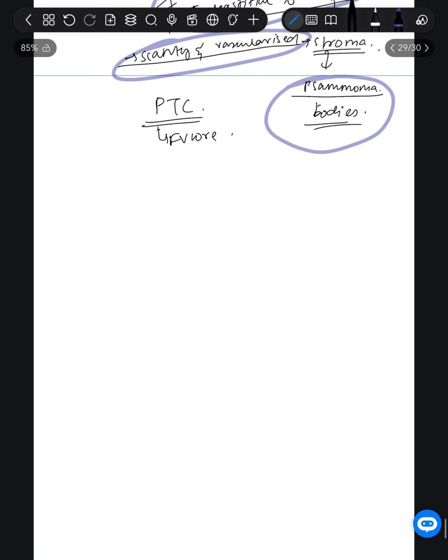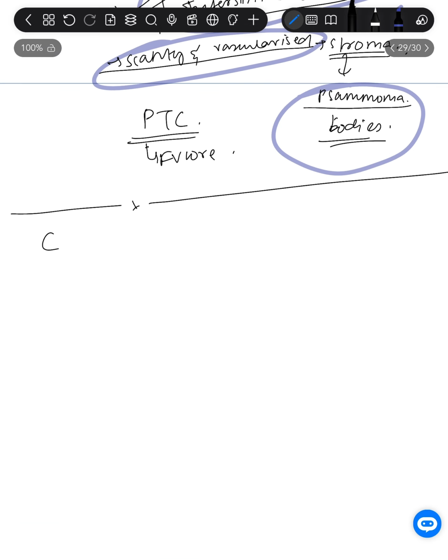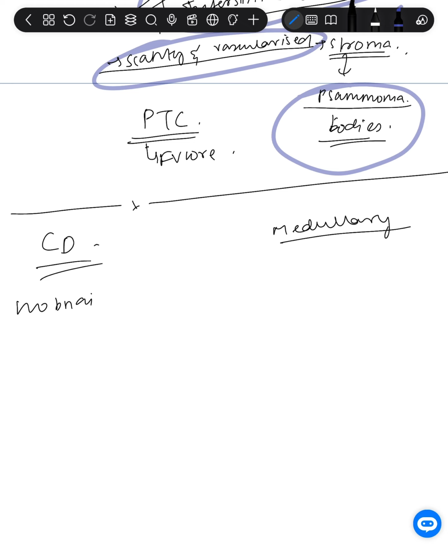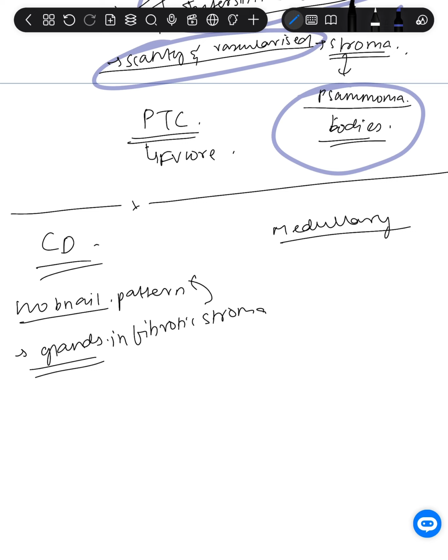Then I'll tell you something about chromophobe, multilocular, collecting duct and medullary. Let's start with collecting duct and medullary, because I told you there is a difference here. Collecting duct shows a peculiar character, which is the hobnail pattern. Secondly, in collecting duct, these are arranged in glands in fibrotic stroma. This gives the hobnail appearance.